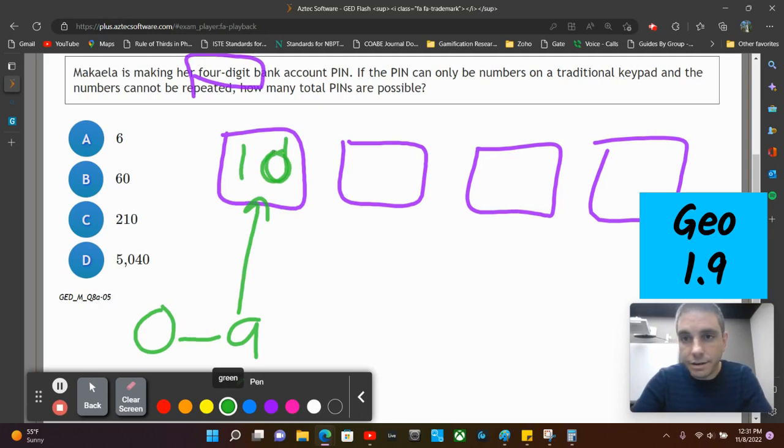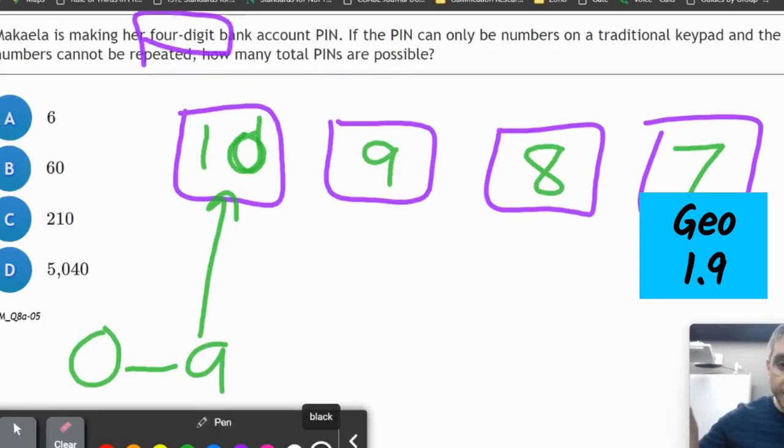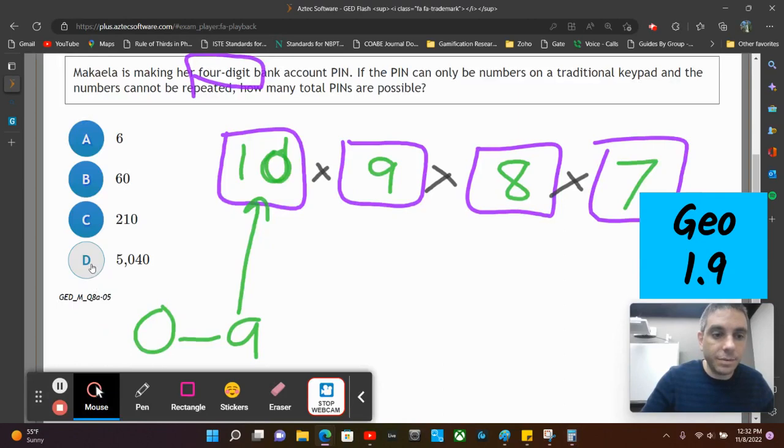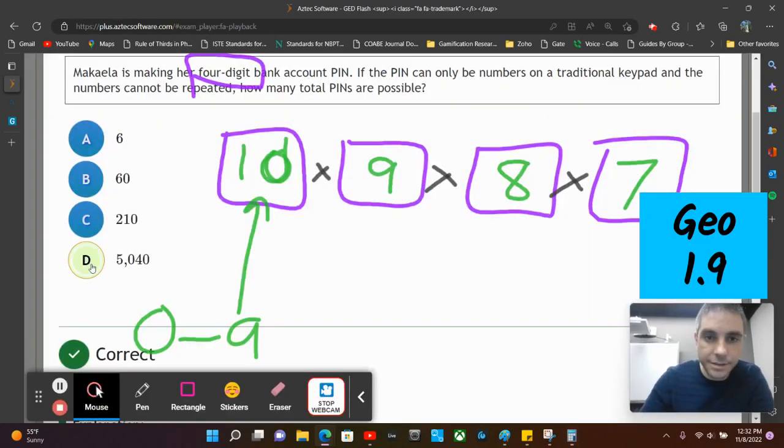For the second digit, however, I only have 9 options because I can't repeat whatever digit I just chose before. And it goes down to 8 options for the third number, and it goes down to 7 options for the fourth and final number of the PIN. Now, once you have that information in front of you, the 10, 9, 8, and 7, all we have to do is just multiply those numbers to get the final answer here. 10 times 9 times 8 times 7 is equal to 5,040. So I'm going to go ahead and choose that because I believe that's what they mean for us to do, and it is.